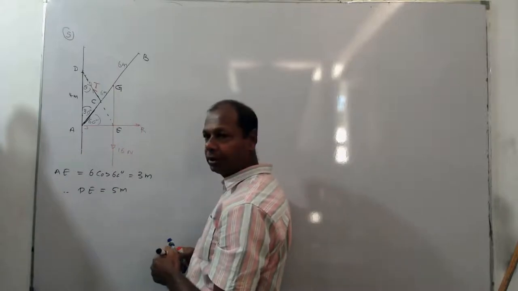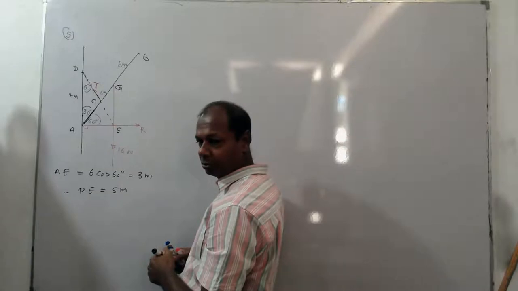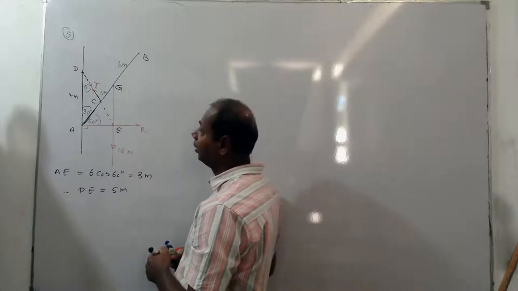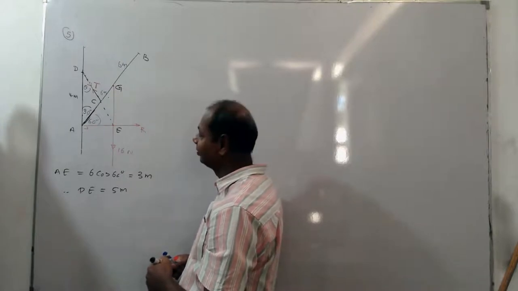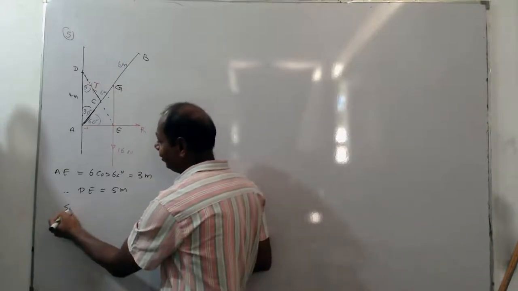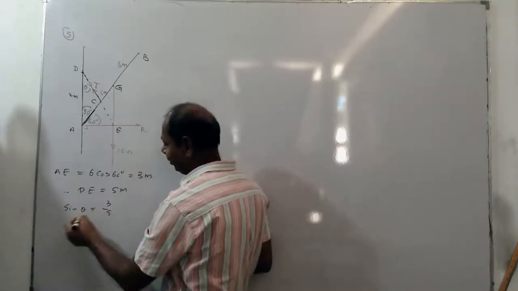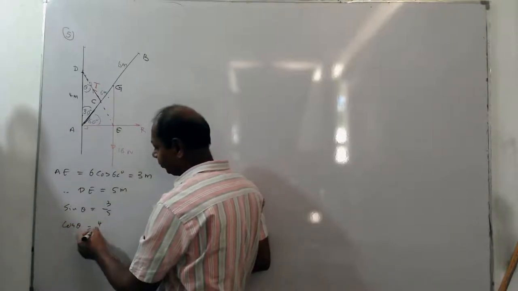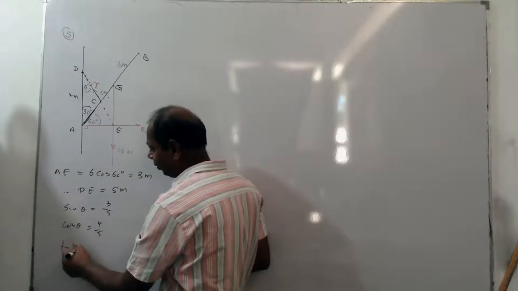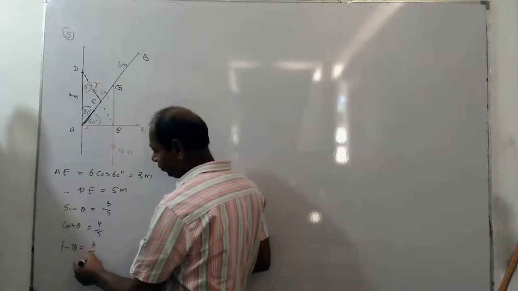Now find sine theta, cos theta and tan theta. Sine theta will be equal to 3 over 5. Cos theta will be equal to 4 over 5. Tan theta, if needed, will be equal to 3 over 4.